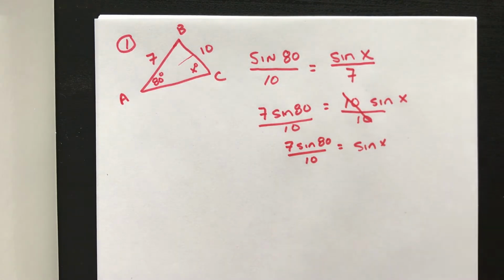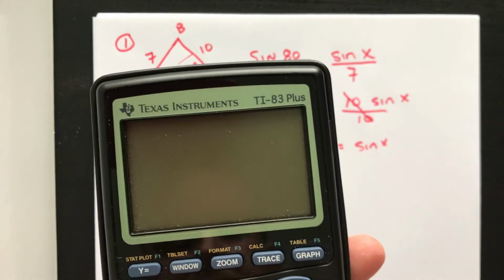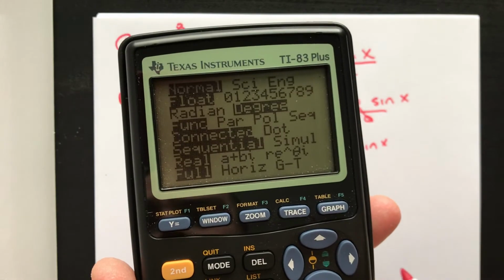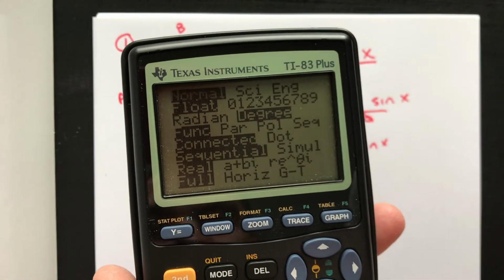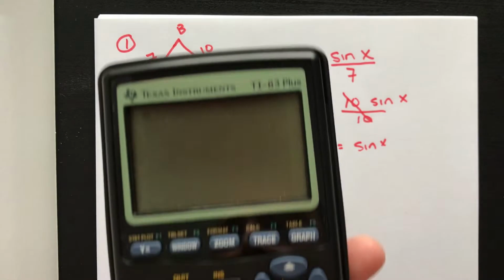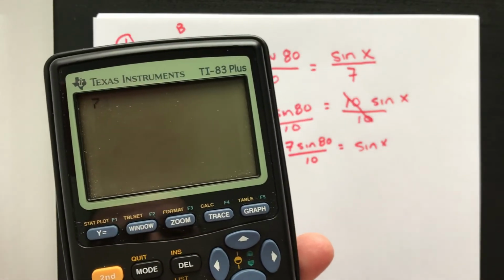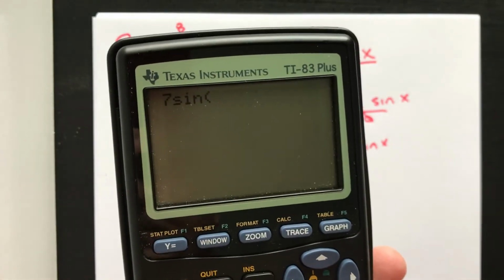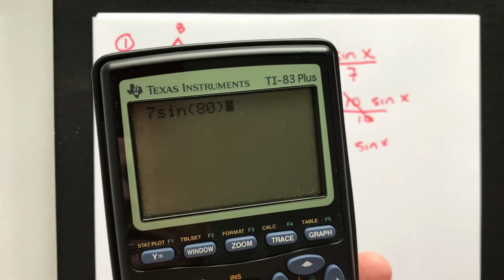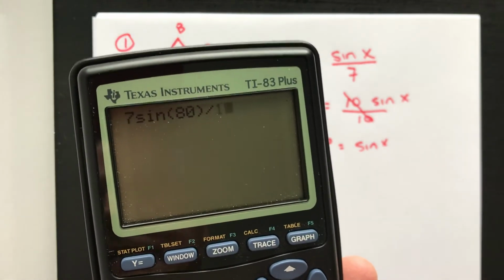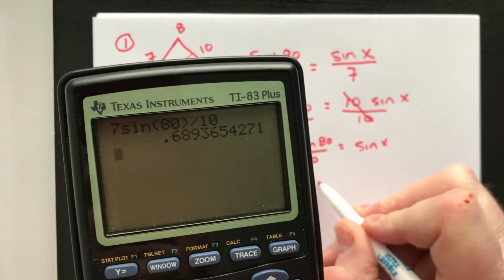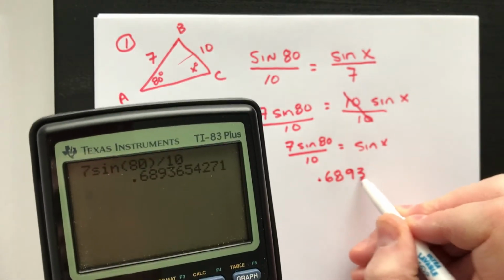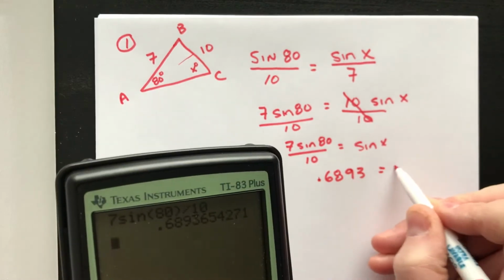Now, remember, your calculators have to be in degree mode. All right, so make sure you check the mode. I'm going to push the mode button. Yep, I'm in degree, so I'm good to go. So I get out of that, and I'm just going to type it in as I see it. 7, all right, sine of 80, close that parenthesis, divided by 10. So I get 0.6893 and so on, is equal to the sine of x.